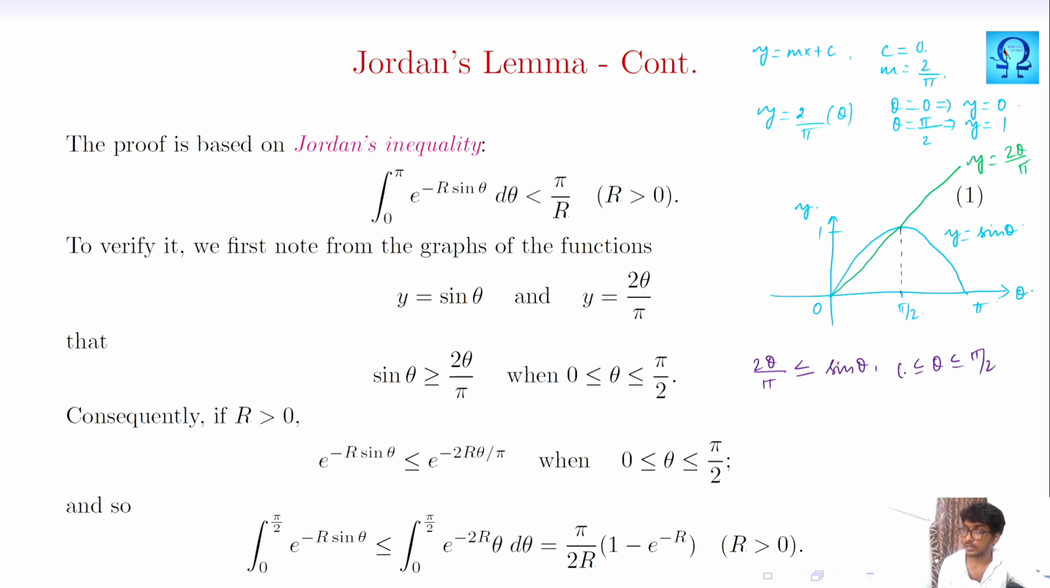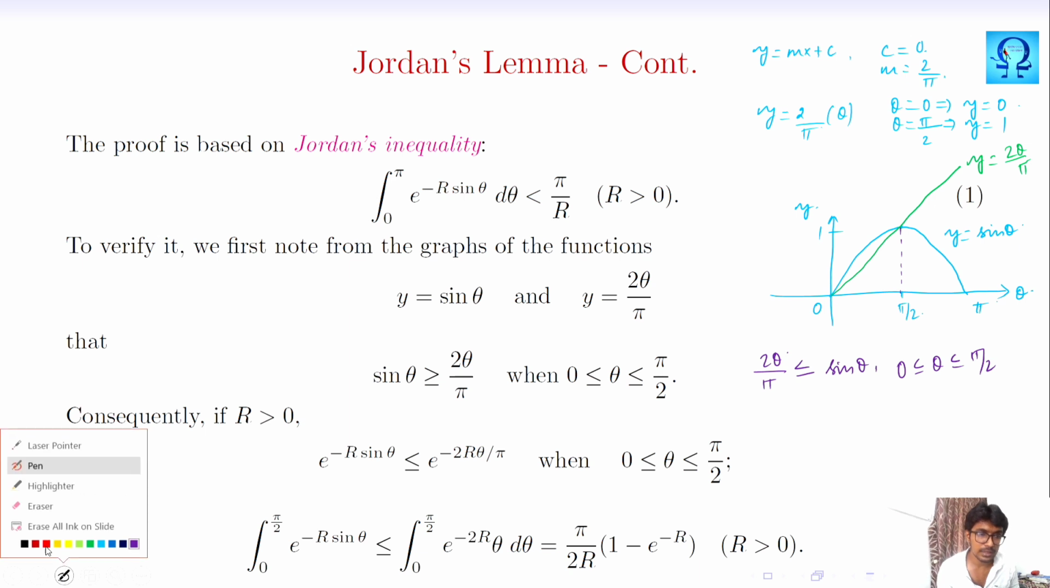After that, the reverse is going to happen. So this is what we have. Sine theta is bigger than or equal to 2 theta upon pi in this region. Fine, hope you get the idea. Now, if r is bigger than theta, this is what is happening. This is what we are trying to say here.